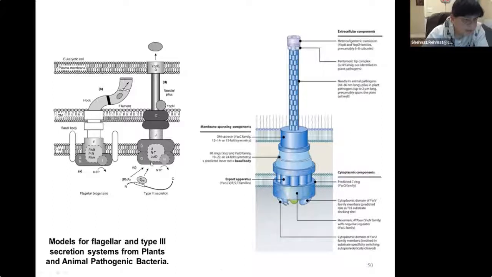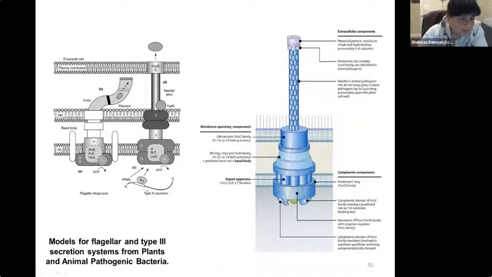So here is the comparison of flagellar biogenesis. That means how the flagellum is created by the extension of the filament, and how these proteins go through the flagellar hook and the basal body into the hook and into the filament, and how these subunits of the flagella are incorporated at the tip of the flagellum. We've talked about that, right?